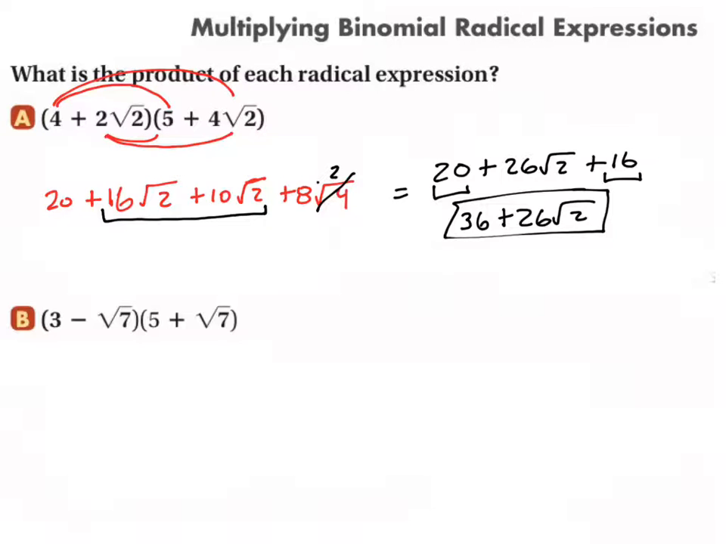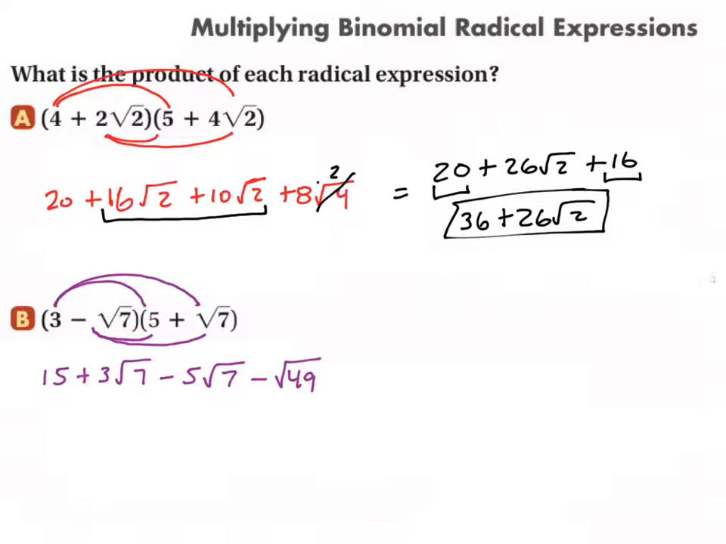Let's do the same thing in B. We're going to take 3 times 5, so that becomes 15. We've got 3 times the square root of 7, so that's 3 square root of 7. We've got negative square root of 7 times 5, so it's negative 5 square root of 7. And then negative square root of 7 times square root of 7, that's going to be minus square root of 49. So now we're going to simplify some things.